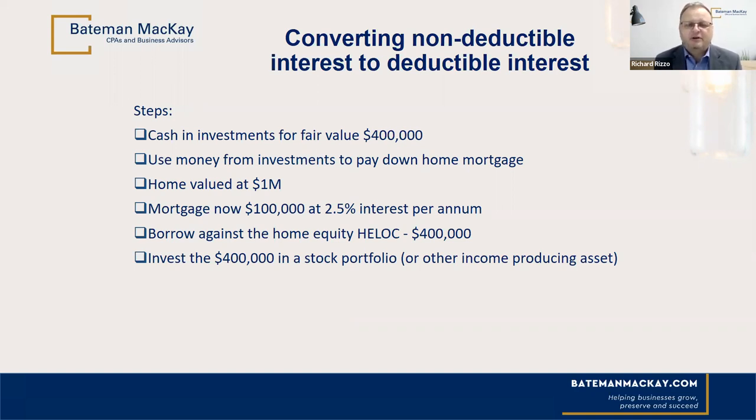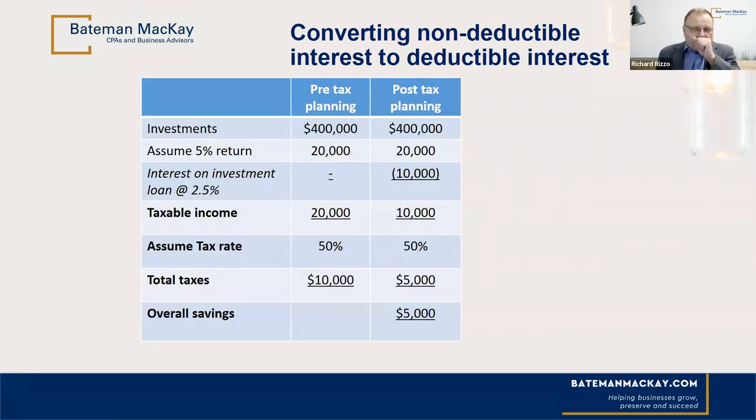Still has a home worth $1 million. Still has a loan or mortgage of $500,000, which is $100,000 on the home and $400,000 for the investments. Still has investments of $400,000. So nothing's really changed for them. We just converted the interest to being deductible versus non-deductible. If you look at the numbers, the first column is pre-tax planning, the second is post-tax planning. You have investments of $400,000, assume a 5% return, so you're getting a $20,000 return in both scenarios.